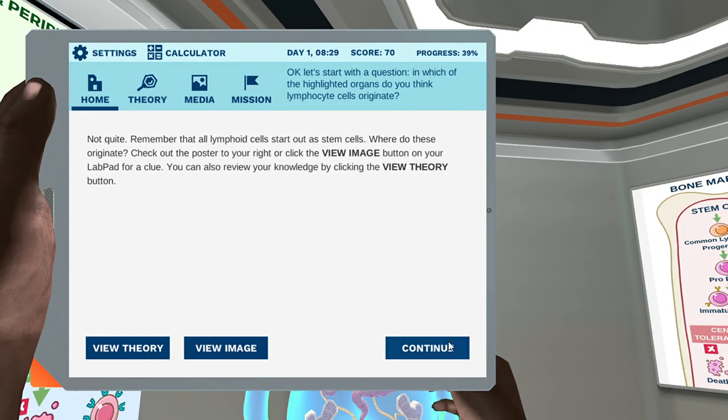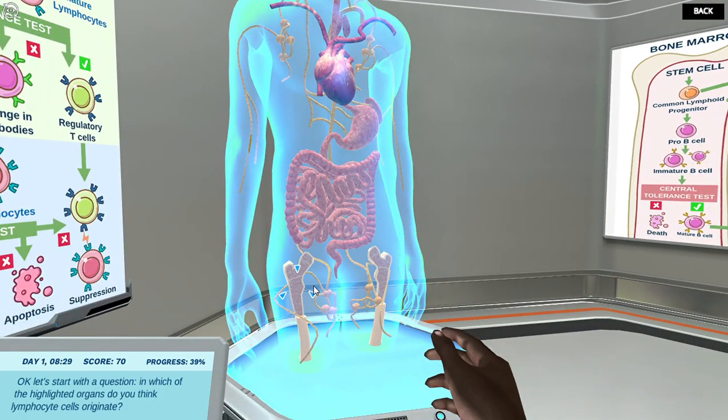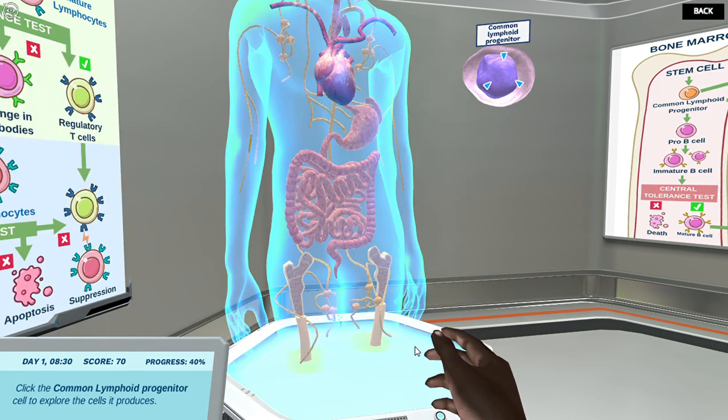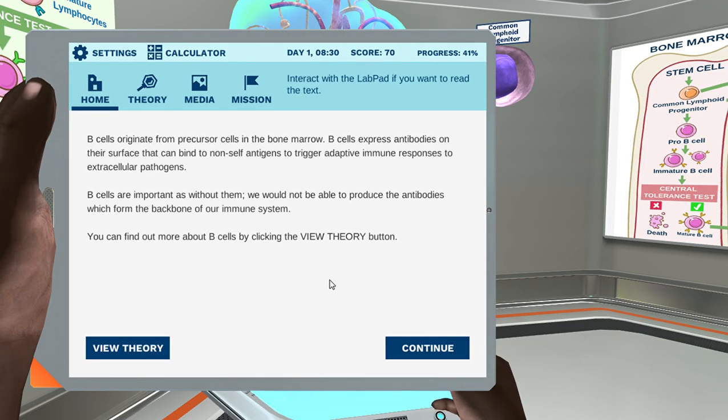Not quite. Yes, that's right. All the lymphoid cells start out as stem cells in the bone marrow. Click the common lymphoid progenitor. B cells originate from precursor cells in the bone marrow.